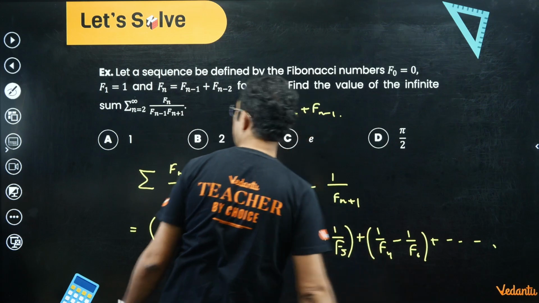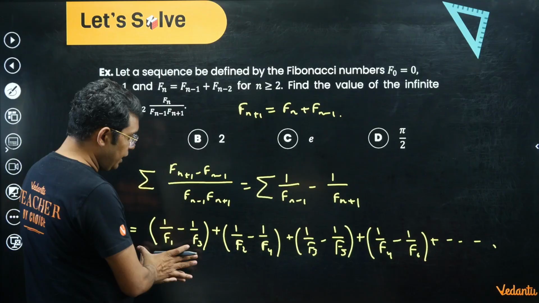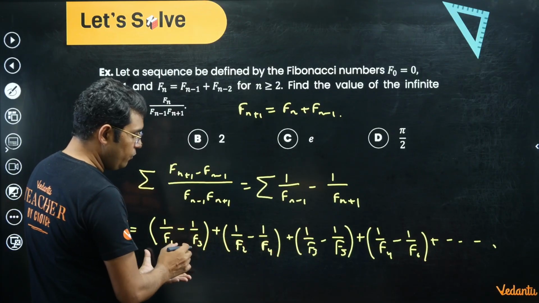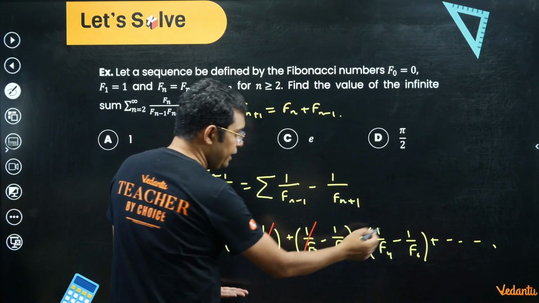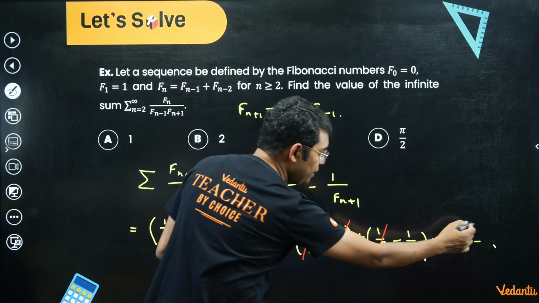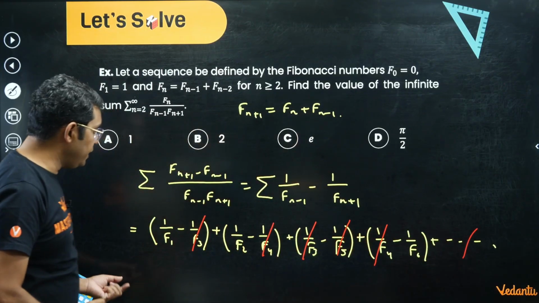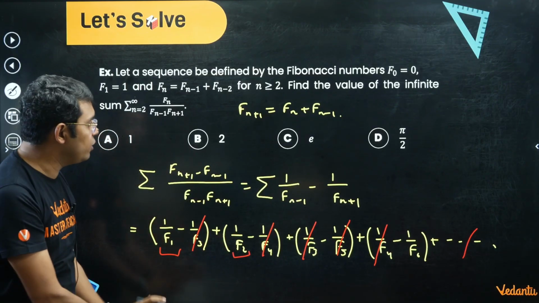I have intentionally written more terms here. You can see there is no cancellation happening with this. 1 upon f3 is cancelled here. 1 upon f4 is cancelled here. Then 1 upon f5 will be cancelled, I think maybe here. So you can see these two terms are intact. They are not getting cancelled with any one of them.